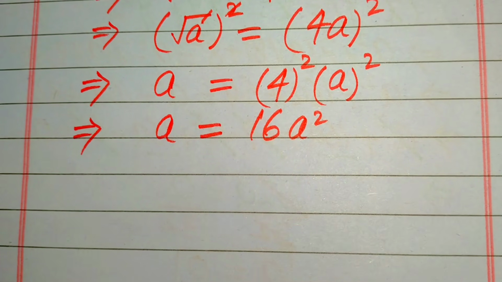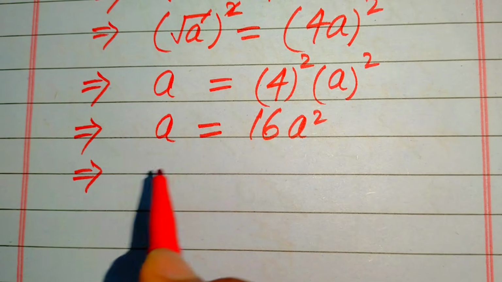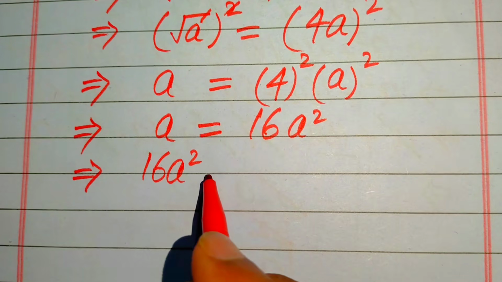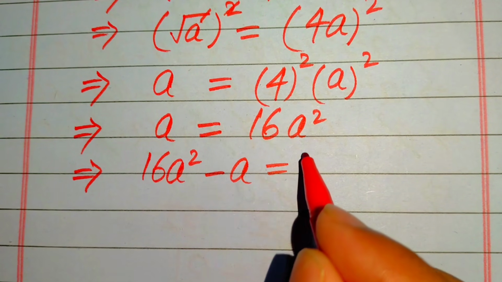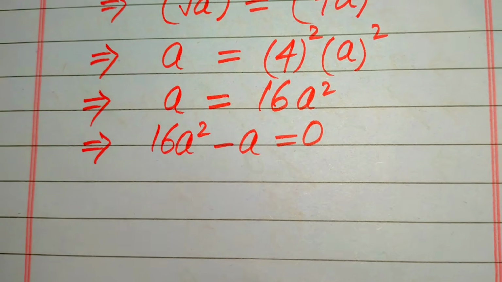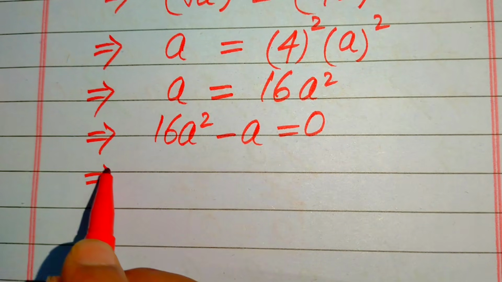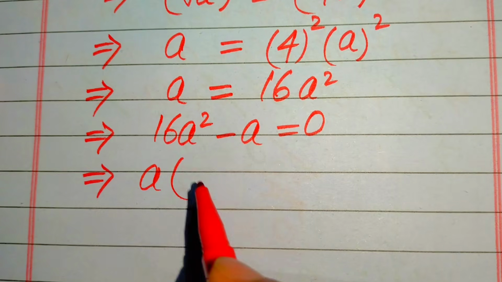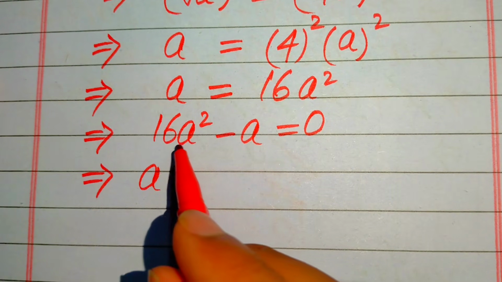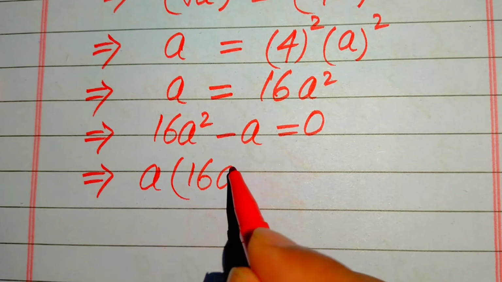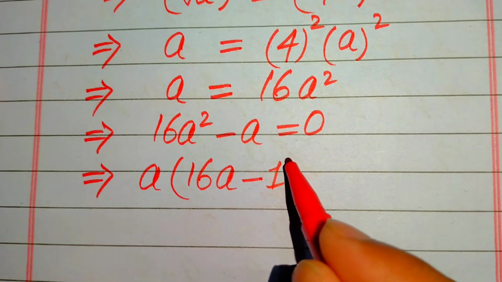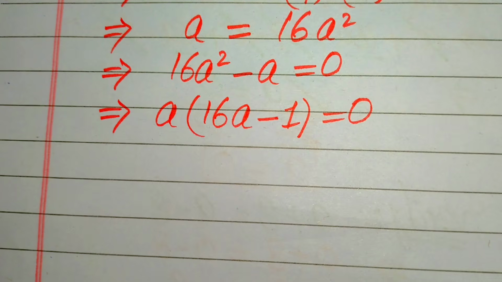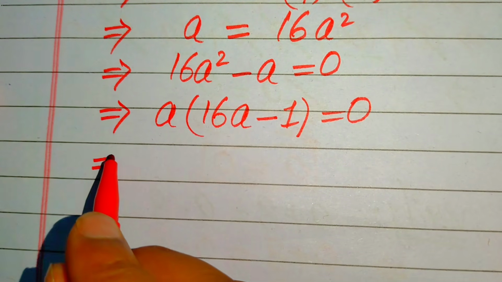And further in the next step we move the term a from the left hand side to the right hand side, and it will become 16 times a squared minus a, and this whole equation is equal to 0. And now in the next step we divide this equation into two cases. Here we take a common, and when we take a common the remaining values are, from here we get 16 times a minus, from here we get 1, and this whole equation is equal to 0.